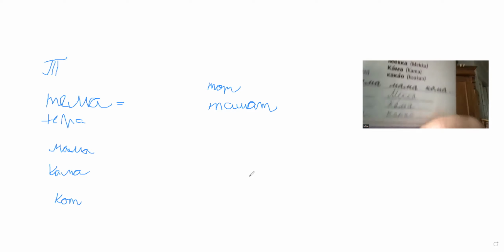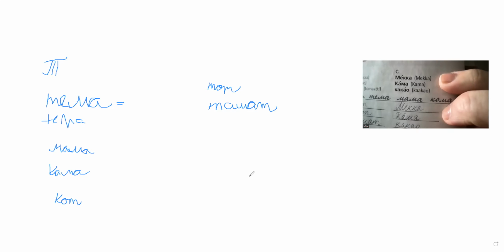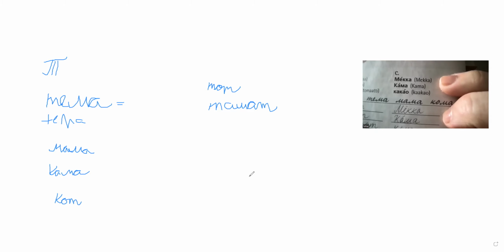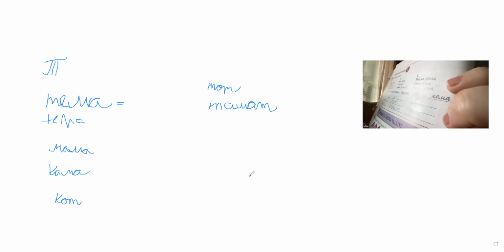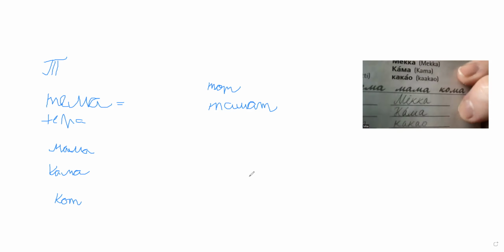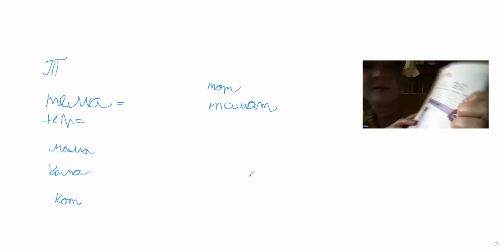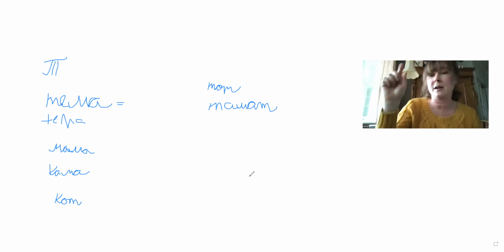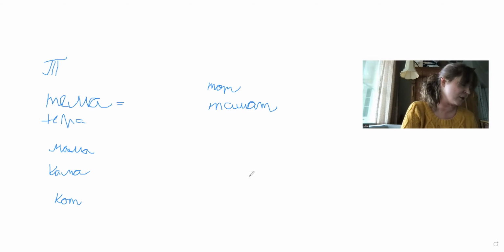So you can see there are still 3 words. Mekka. Then let me see. Kama and kakao. So you need to write those as well later. Okay. So you can practice the letter go. Okay. But good job. You did really well on whiteboard. I know that is so difficult.